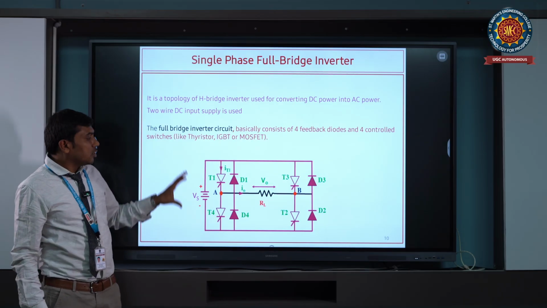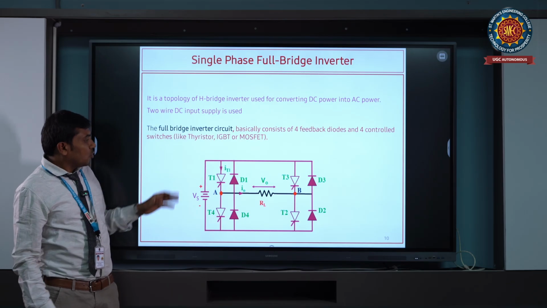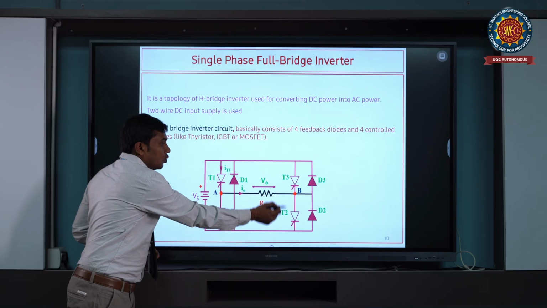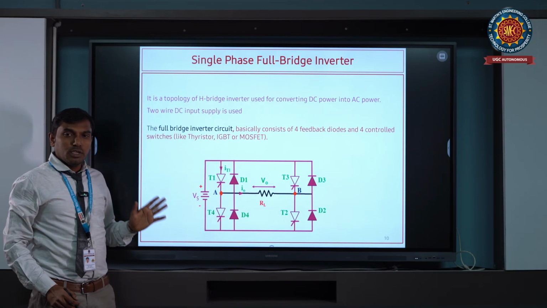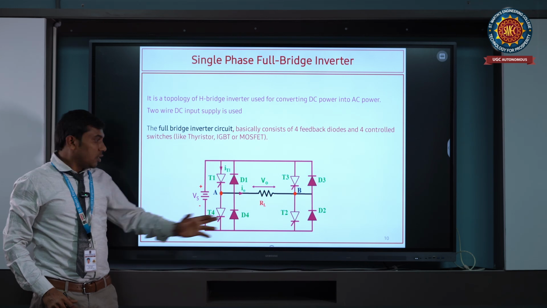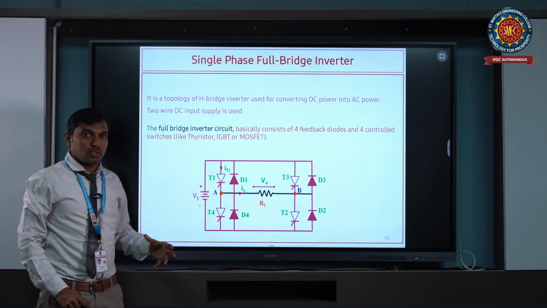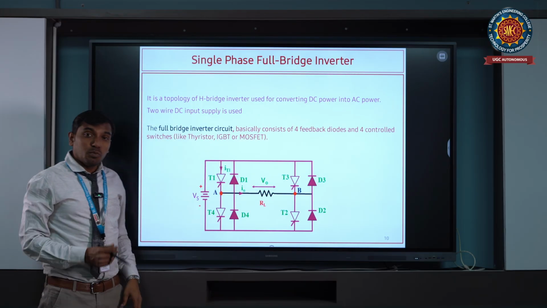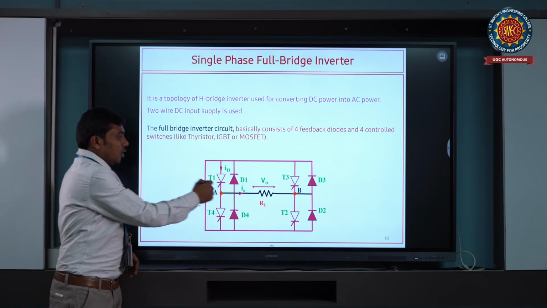What is the circuit model? This is the circuit model of a single phase full bridge inverter, where we have used 4 switches T1, T2, T3, T4, and then 4 diodes. As I told earlier, diodes are used only when you have an RLE load, or when the load is a source also. Then diodes are used to improve the power factor of the power electronic circuit. Therefore, we have 4 switches here.